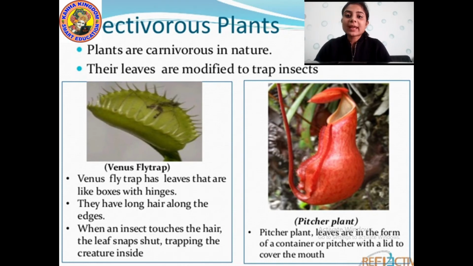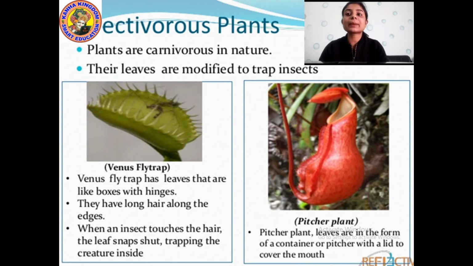When an insect touches these hairs, the leaf shuts itself like this. And then the insect gets trapped inside. They do secretions and can digest these insects for their nutrition. That is why these are called insectivorous plants.